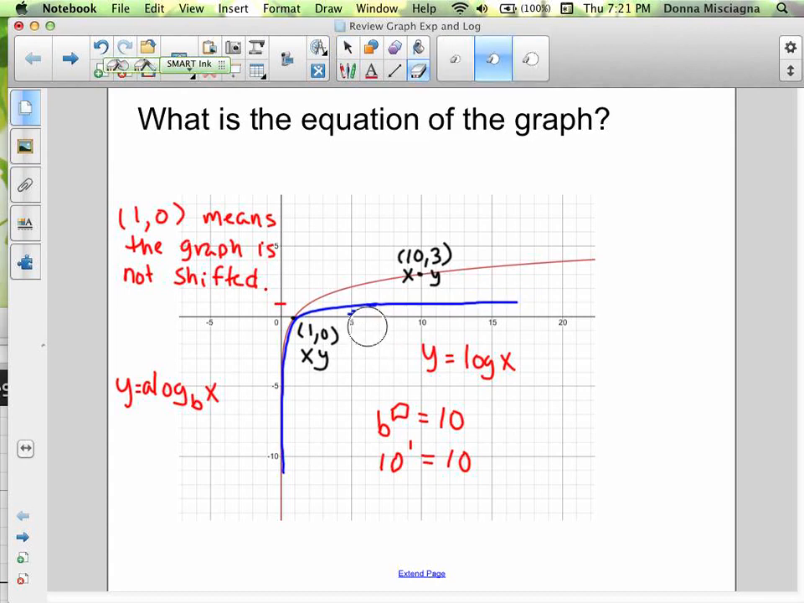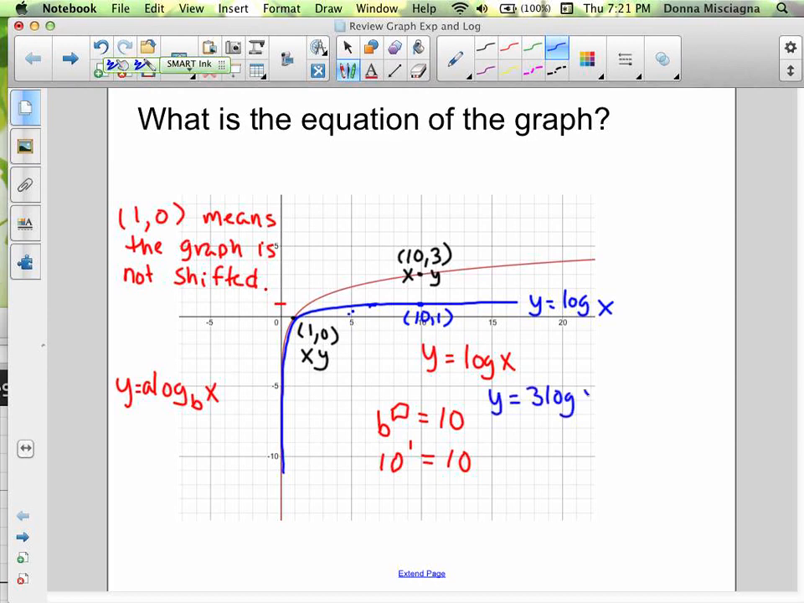So this here would be the graph of y equals log of x. But notice we didn't go through the point (10, 1). We went through the point (10, 3). That must mean our graph is vertically stretched by a factor of 3. So now let's change our equation from y equals log x to y equals 3 log x.